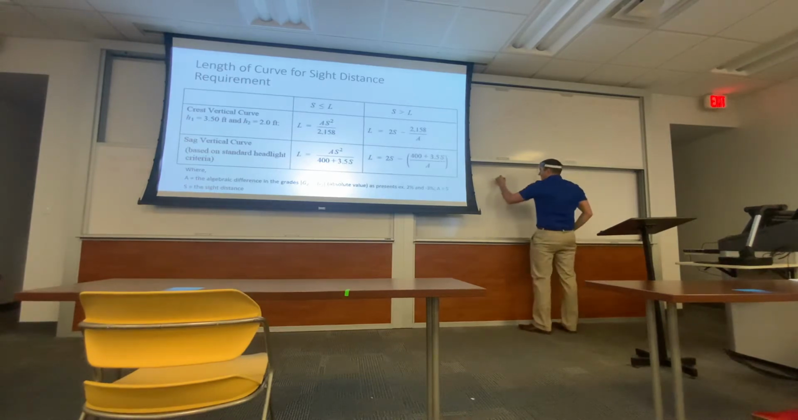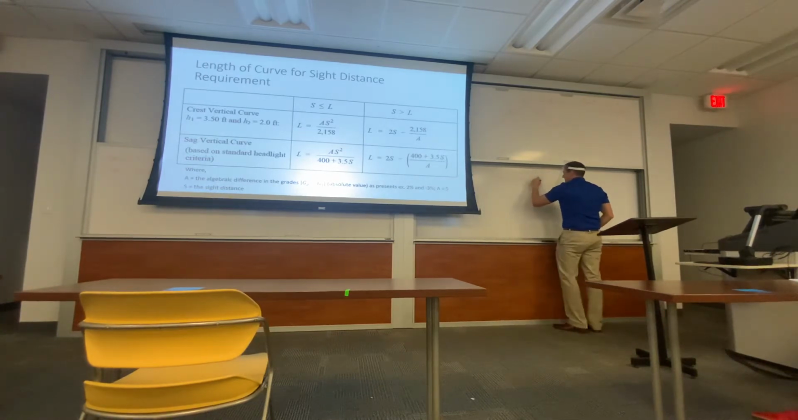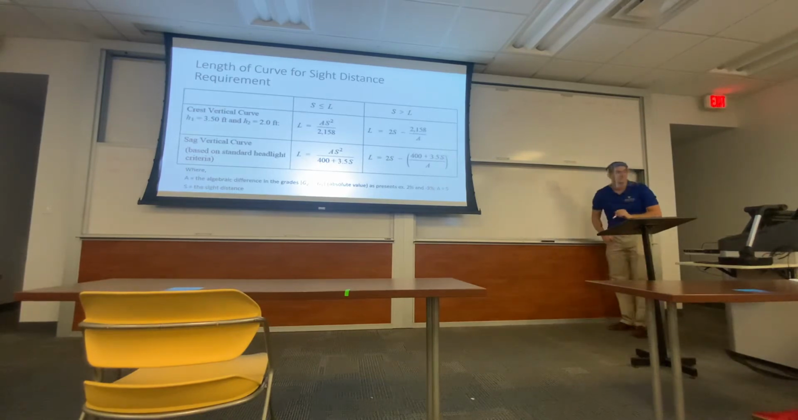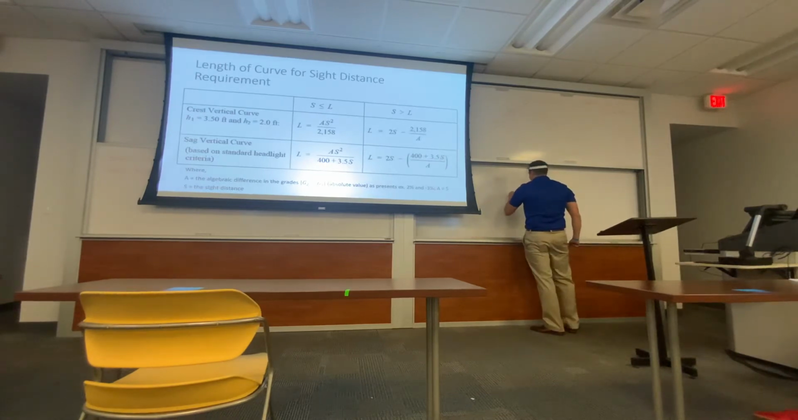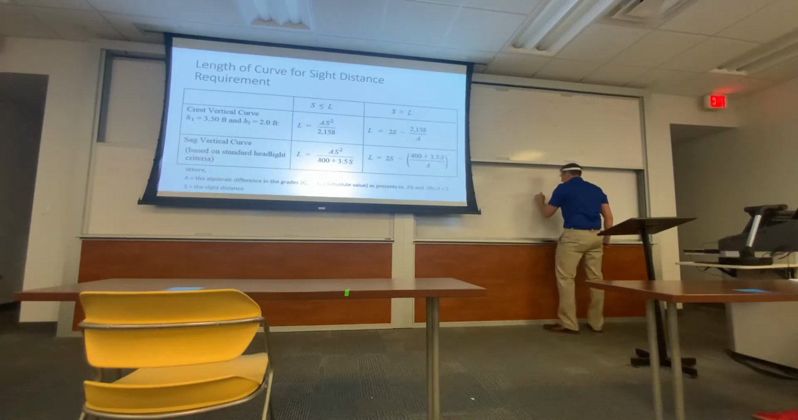The stopping sight distance is equal to 1.47 times the speed times the perception reaction time, plus the speed squared divided by 30 times A over G plus or minus G. Equals 1.47 times the speed of 55 times 2.5. Why am I using 2.5? It's the minimum required. The Green Book says so. It's the assumed reaction time.